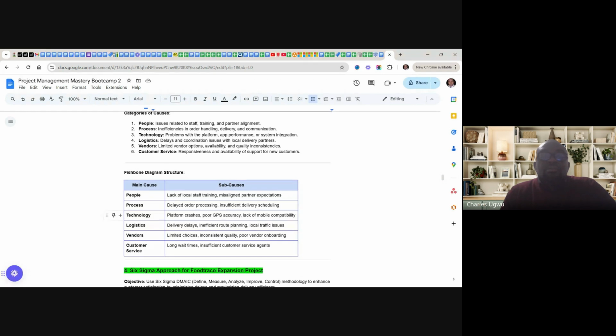So under people, lack of local staff training, misaligned partner expectation, process delay, order processing, insufficient delivery scheduling, technology platform crashes, poor GPS accuracy, lack of mobile compatibility, logistics delay, delivery, insufficient route planning, local traffic issue, vendor limited choice, inconsistency quality, poor vendor onboarding, and customer support, long wait time, insufficient customer and service agent.